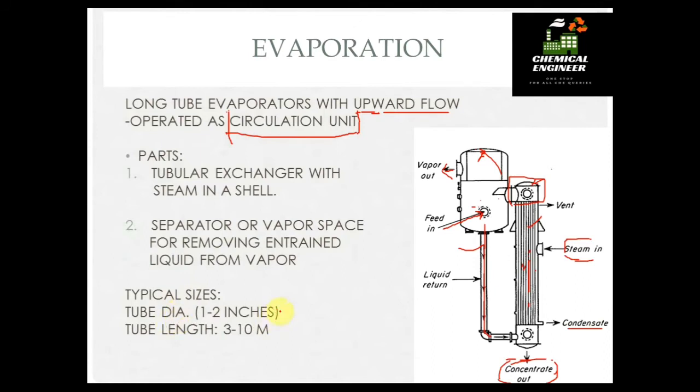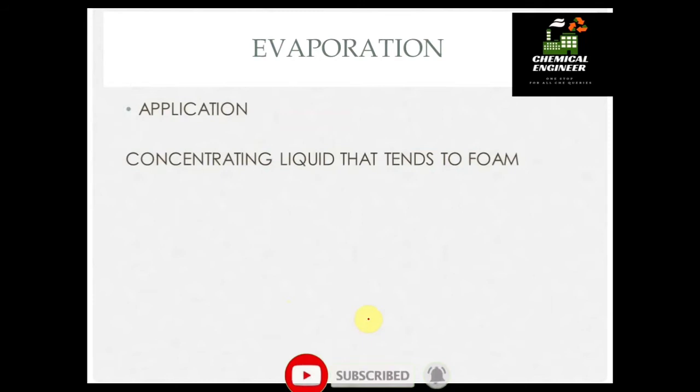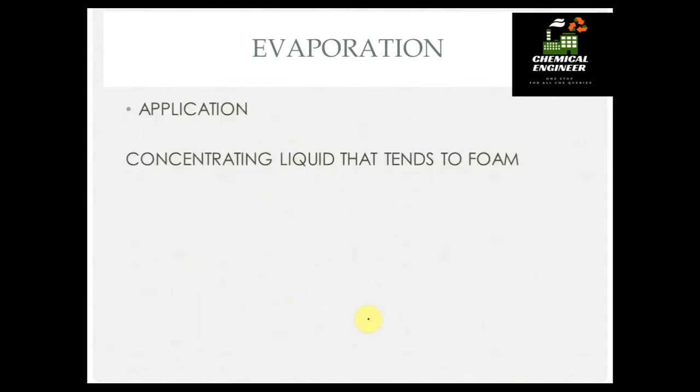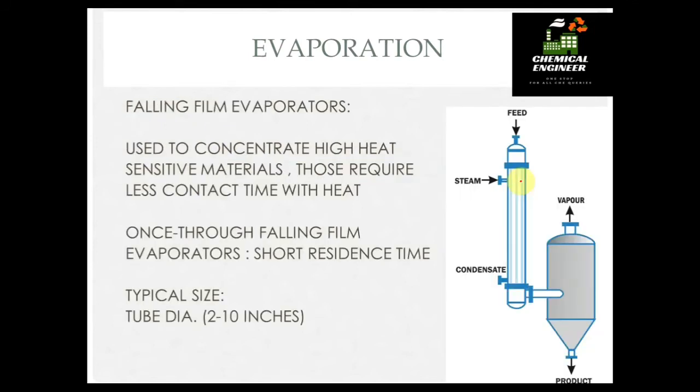The typical diameter of the tube is 1 to 2 inches and the tube length of this column is 3 to 10 meters. The application of this type of upward flow evaporator is in the concentration of liquids that form a foam. So foaming liquids are generally evaporated using vertical upward flow type evaporators.